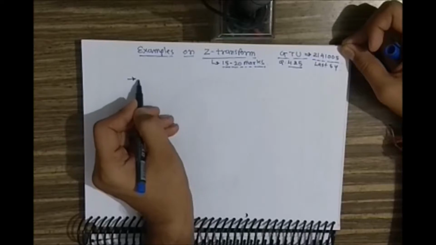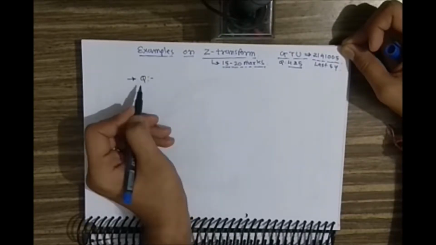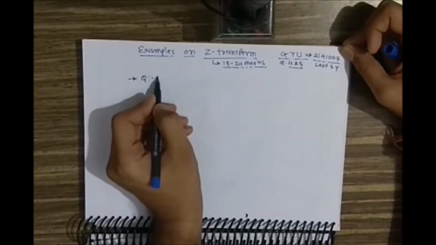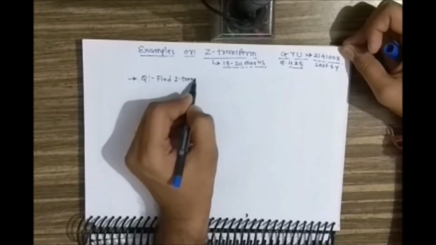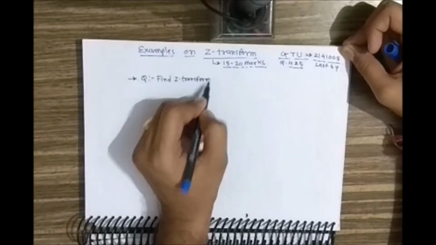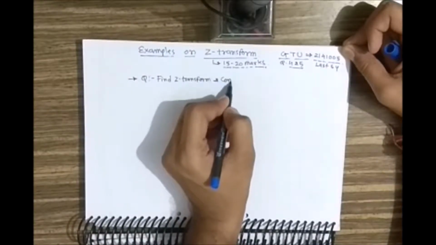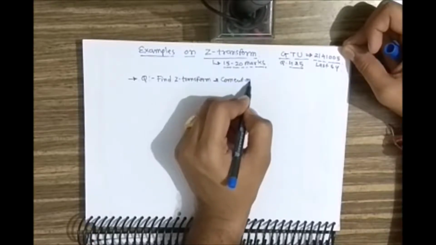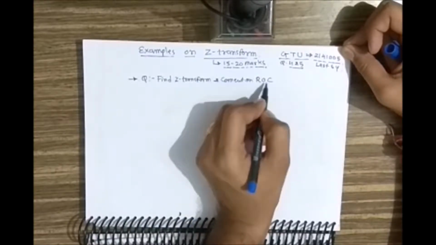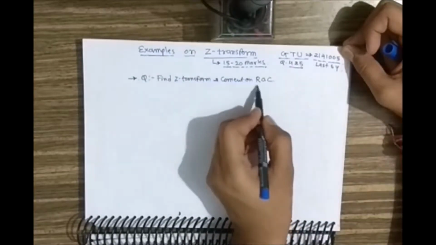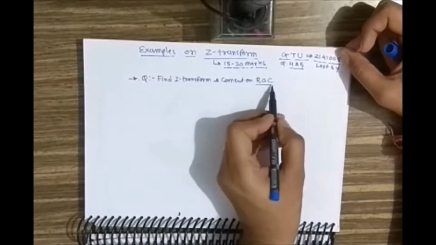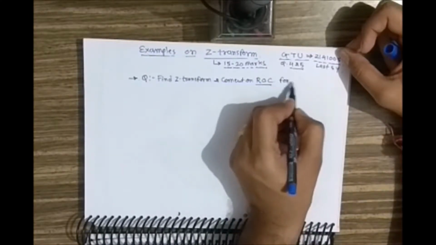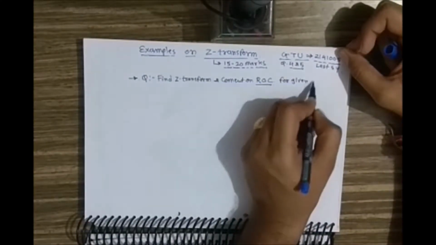So the question asked in the exam could be: find Z transform and comment on ROC, that is region of convergence. We will discuss that in later topics. Comment on the ROC for the given sequences.